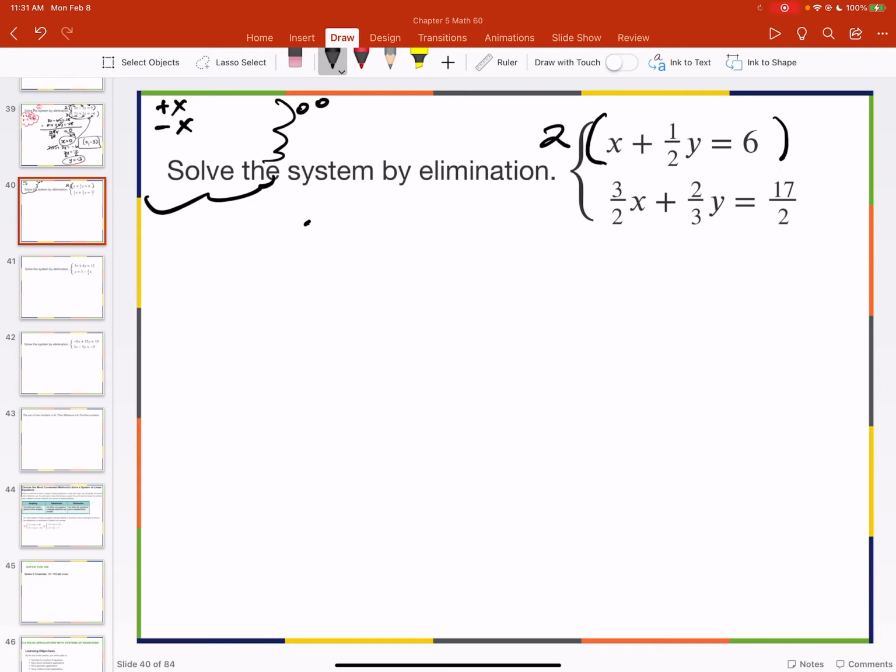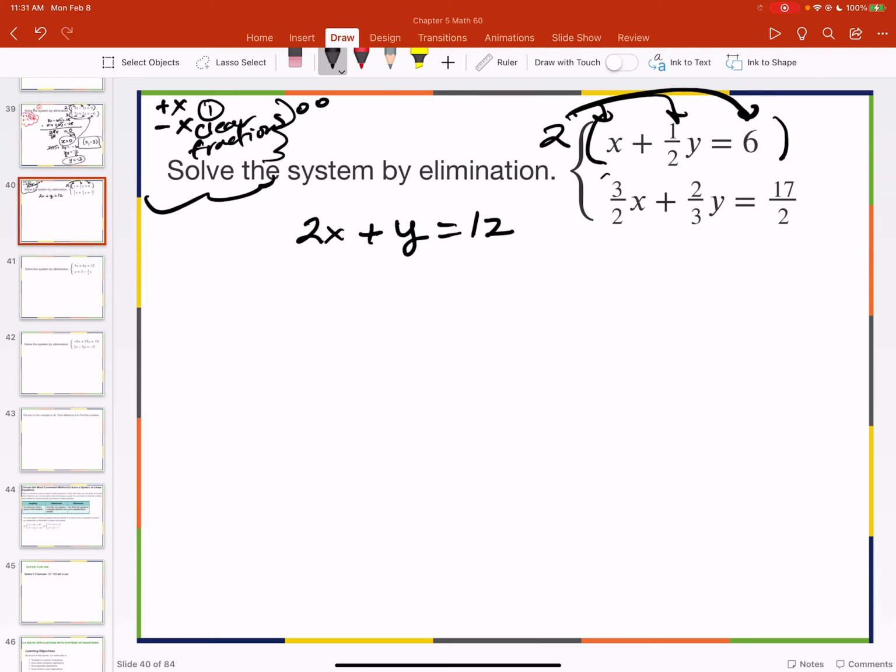Okay, so we're going to get 2x. And the first thing I'm going to do is clear fractions. I'm going to scaffold this a little bit. So then 2 times 1/2, that's just 1. Y is equal to 12, okay?